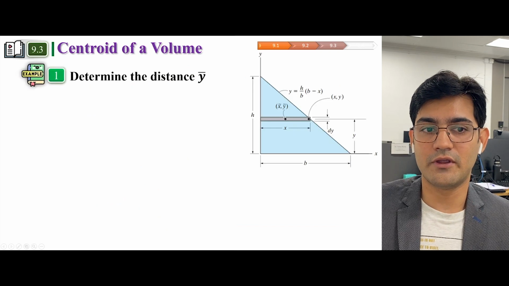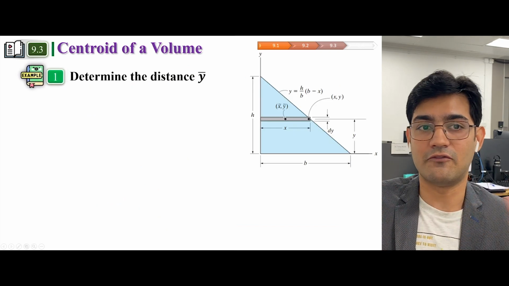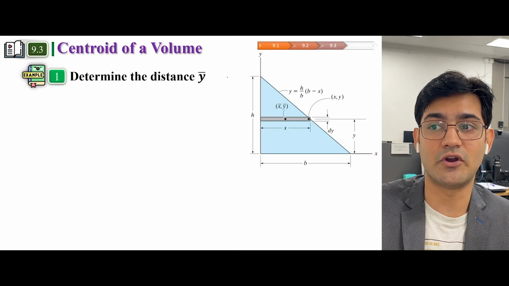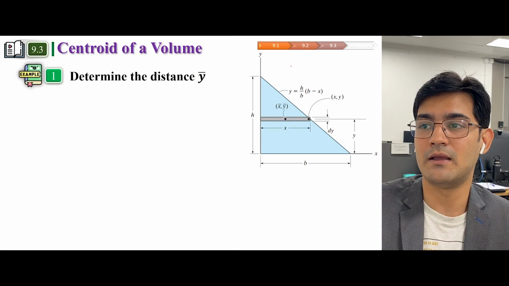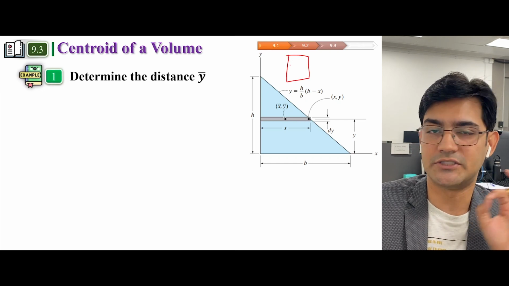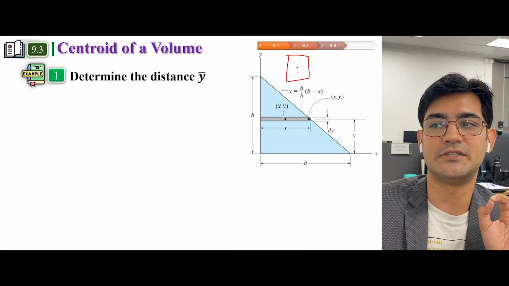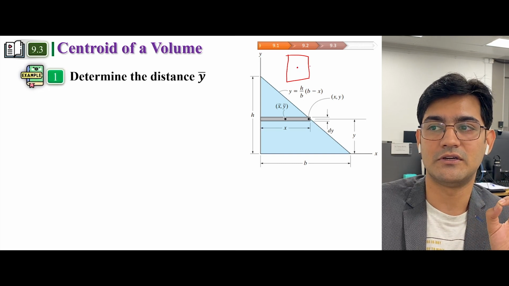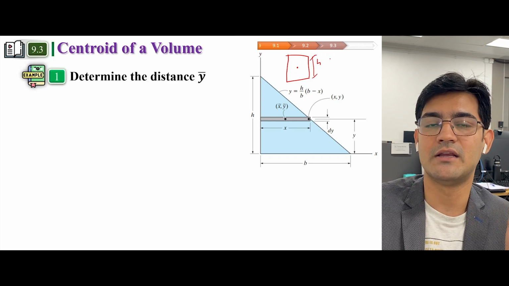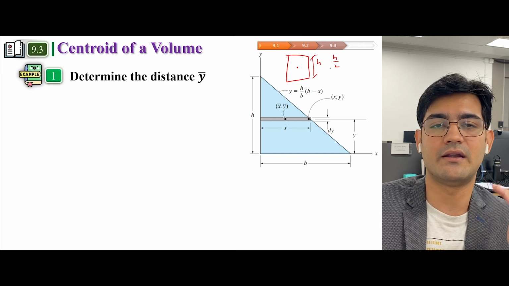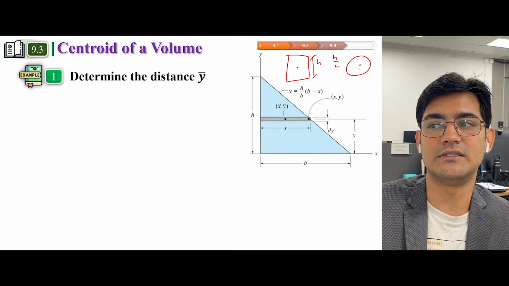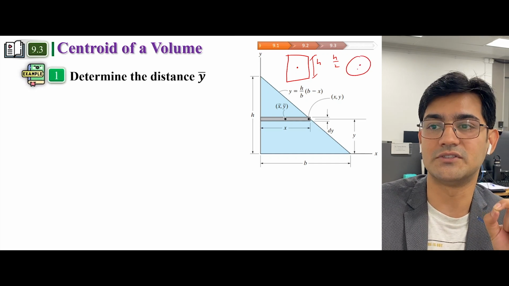So before calculating the centroid of a composite body, let's try to understand how we can calculate the centroid of a simple shape. For example, if there is a triangle, we can imagine that the centroid would be somewhat at the center. For a rectangle, for example, if the height of the rectangle is h, then we know that the centroid is located at half the distance of h. Similarly, if we have a circle, we know that the centroid would be at the center of the circle.